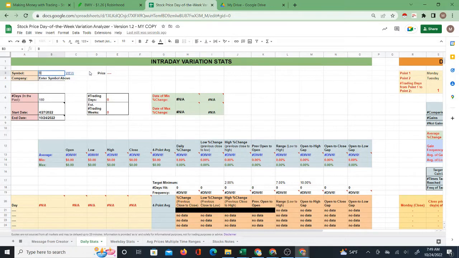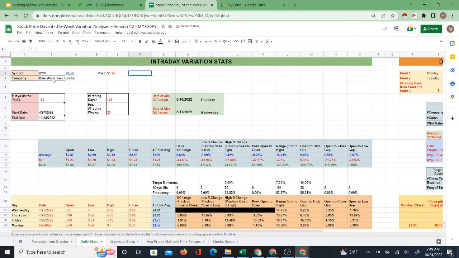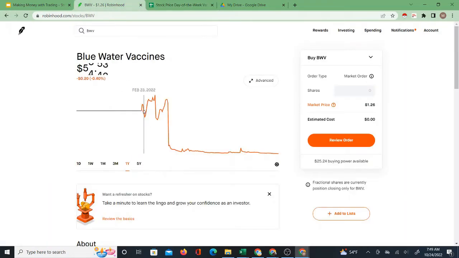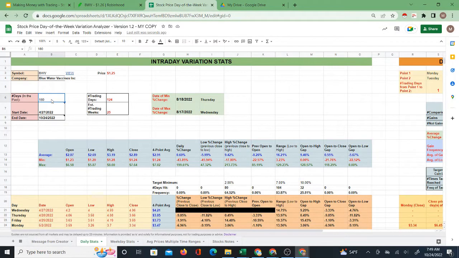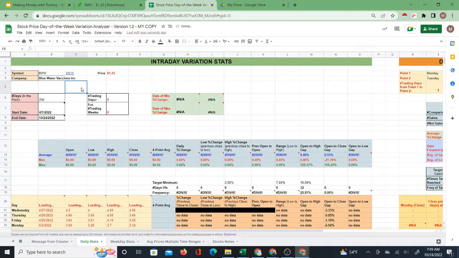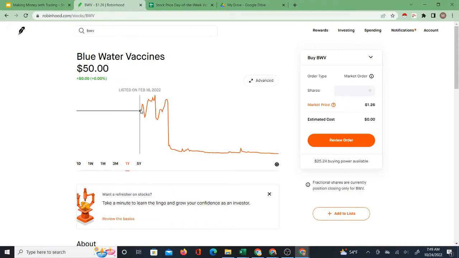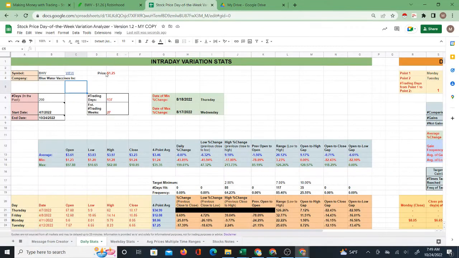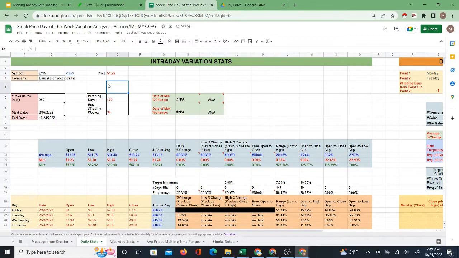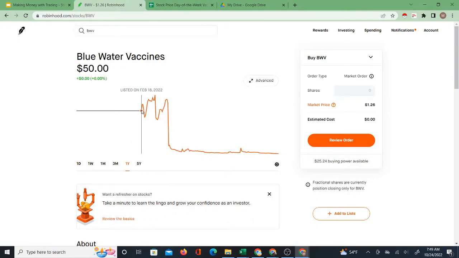First thing you do is you type in a symbol, for instance, BWV, which is Blue Water Vaccines. That's the name of the company. You then put a number of days in the past that you would like to look at. Now, from looking at this 1 year chart, it hasn't even been around for a year. So normally I would put like 360 or 365 days. Instead, I'm just going to put like 200 days in the past. That will go back to April 7th, but actually it started February 18th. I'm going to see if I can take it back a bit further than that, maybe 250 days in the past. Okay, yeah, that should do the trick.